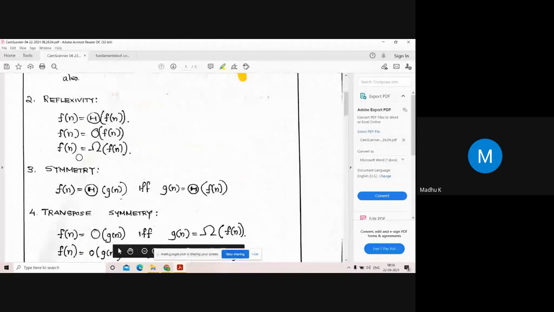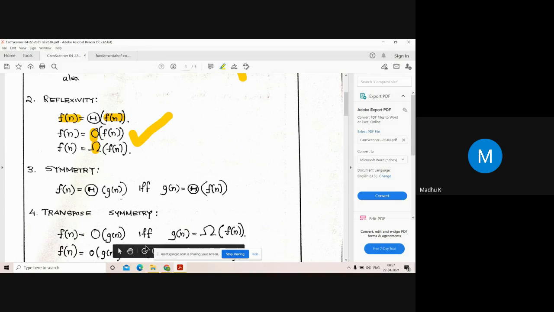Next is reflexivity. What is reflexivity? f(n) = theta of f(n). This is true for big O and big omega as well. Please note the notation: this is big O notation, this is big omega notation, this is theta notation. So f(n) = theta of f(n), f(n) = big O of f(n), f(n) = big omega of f(n). This is the reflexivity property.